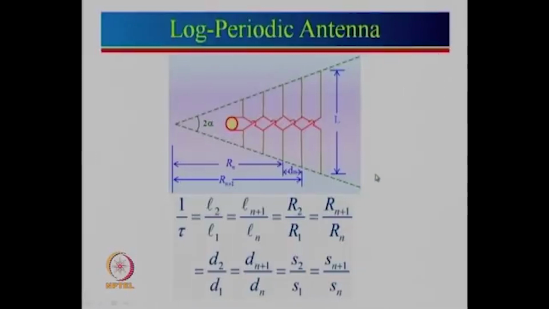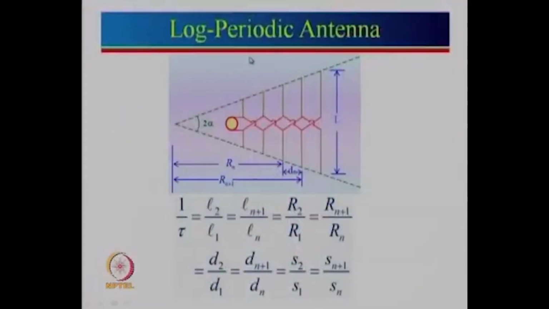Also, log periodic antennas can give us a directional beam with a gain which may vary from 7 to about 10 dB or so, but in general, practically we do not design log periodic antennas for very high gain. So about 8 to 10 dB is generally the limit for a log periodic antenna.